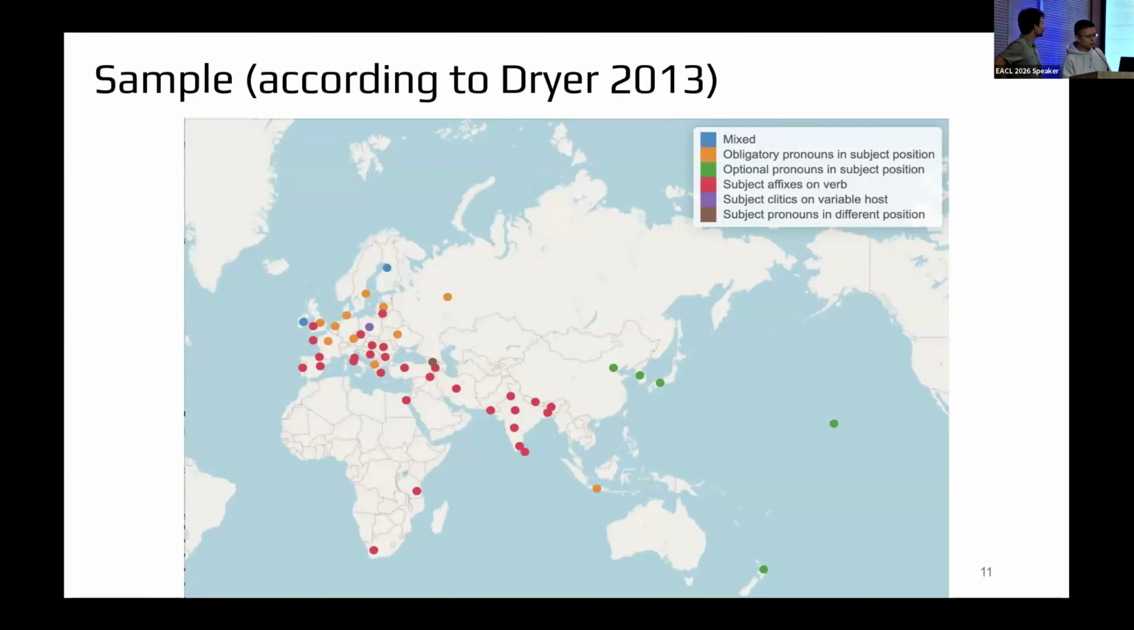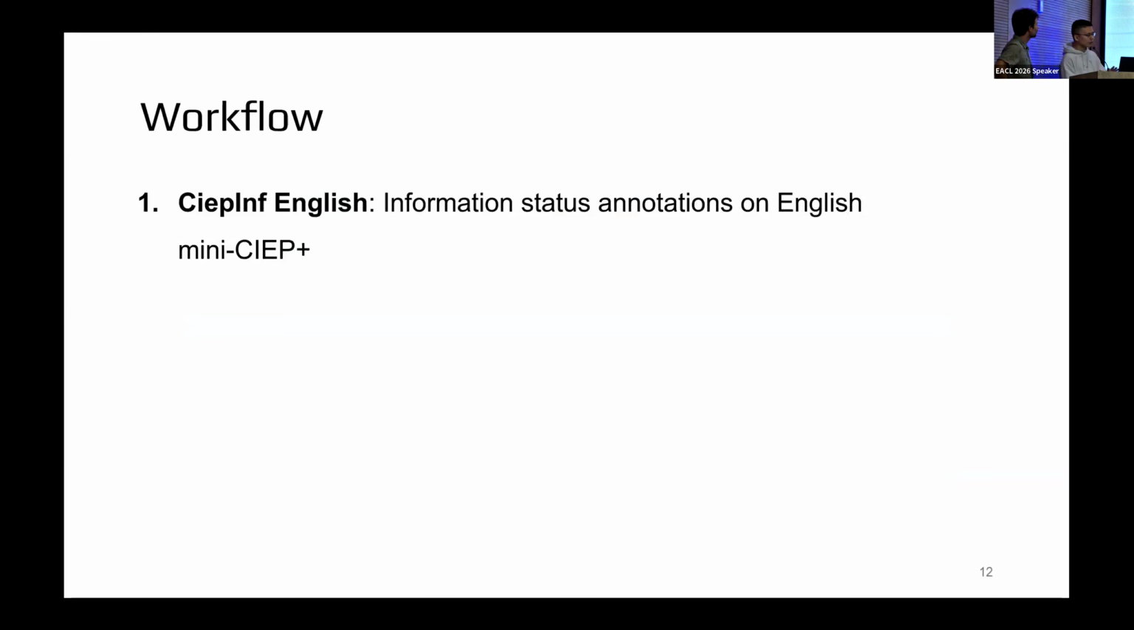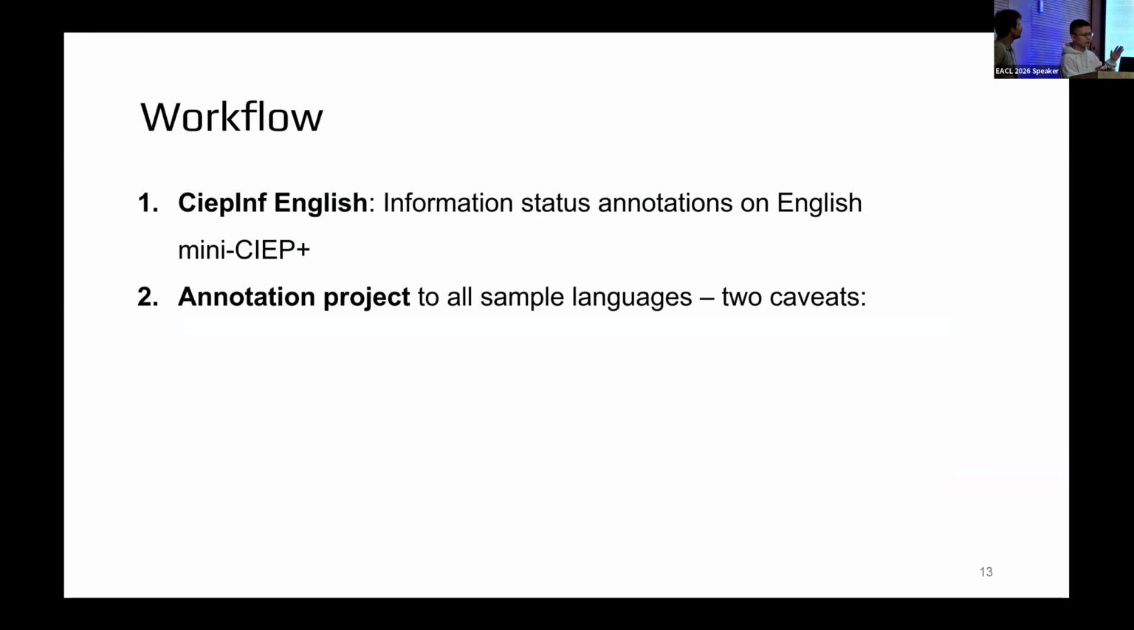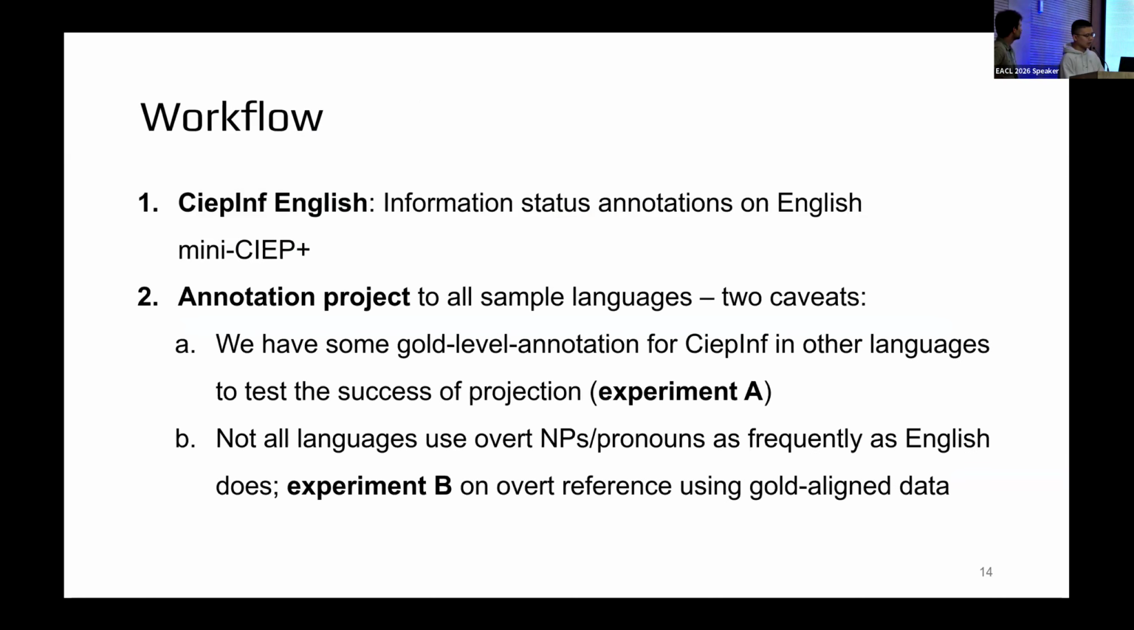Okay, so we use a multilingual parallel corpus that contains over 40 languages. Our workflow is to first use the English subsection of the corpus, called keep inf. Then from English, we will project information status to diverse languages. We have human annotated gold annotations for information status for 7 languages, so we can measure the projection quality with the gold standard.